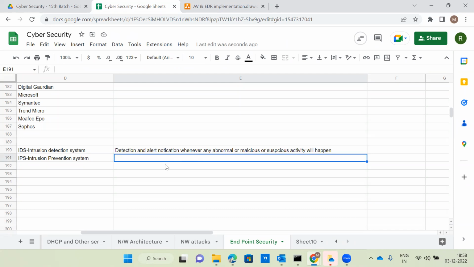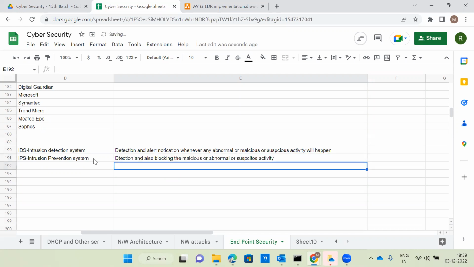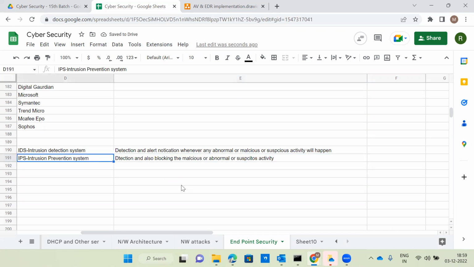Detection and also blocking the malicious, abnormal or suspicious activity. So that is on the IPS side. So which one is better? Obviously, IPS is better. Maybe you can ask the question now.